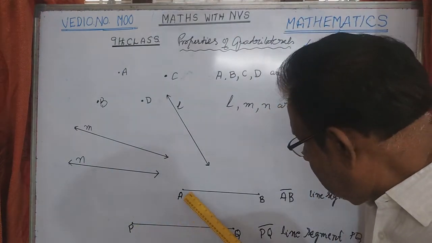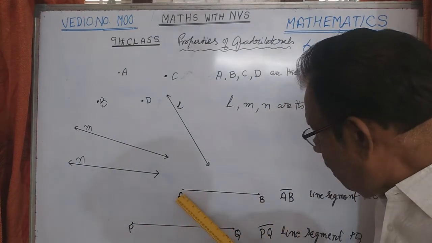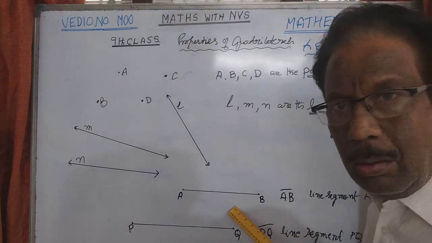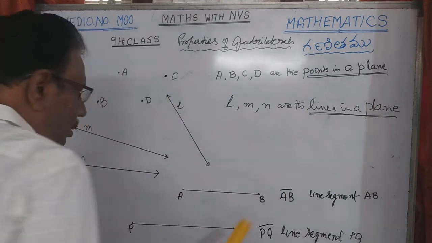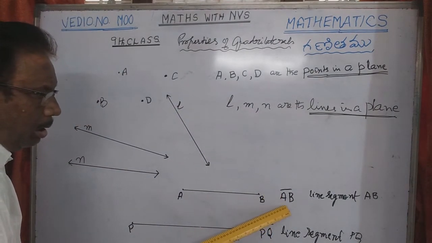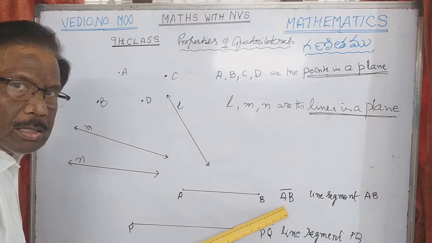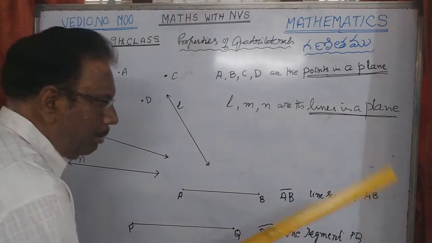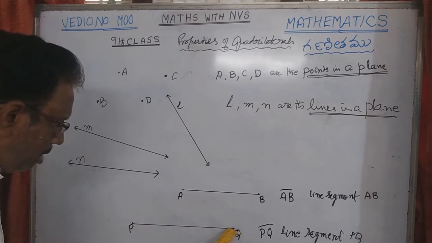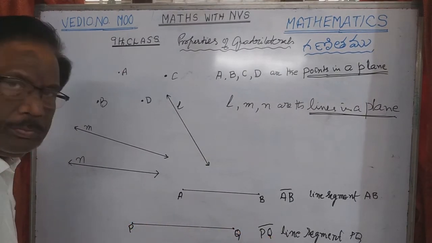Next, you come to this A and B. These 2 points, when we join them, we have a line segment. You call it a line segment AB. We write the line segment with a bar on top like that, and we read it as line segment AB. Like this here, P and Q are 2 points. We join the 2 points and we have a line segment PQ.